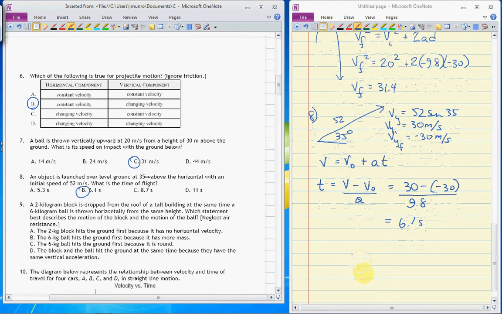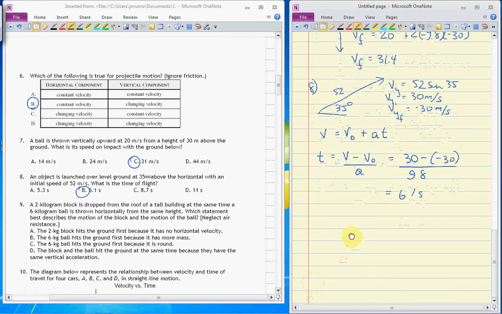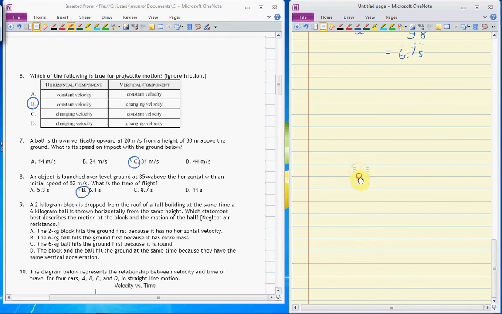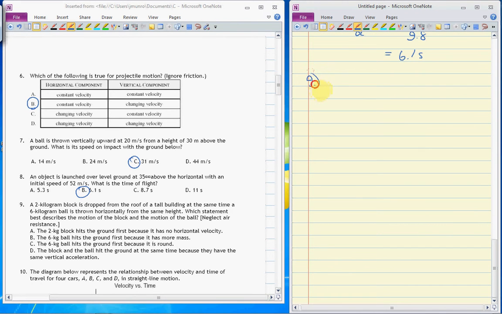Sound good? All right. Question number 9. A 2-kilogram block is dropped from the roof of a tall building. At the same time, a 6-kilogram ball is thrown horizontally from the same height. So let's just draw this picture. We have a block that is going to drop, and we have a ball that is thrown horizontally.